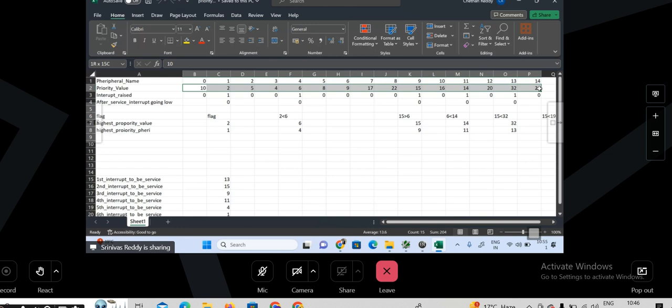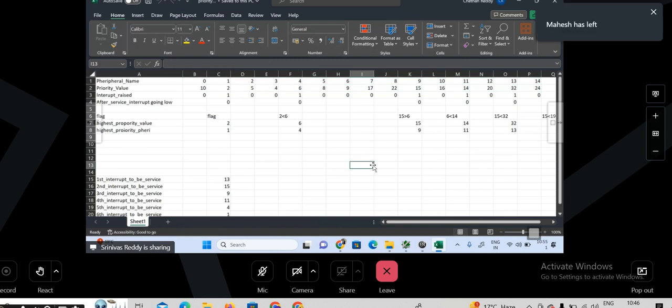Next, which one do I need to prioritize after this 13? Is it 8? 8 has not raised the interrupt. Correct. Now look at this. Is it 9? Correct, 9. Its priority value is 15. He raised it. Right? First is 13. The first interrupt to be serviced is 13. The peripheral name is 13. Correct? I need to give the service to this interrupt first. Second, which peripheral name do I need to service? 9.